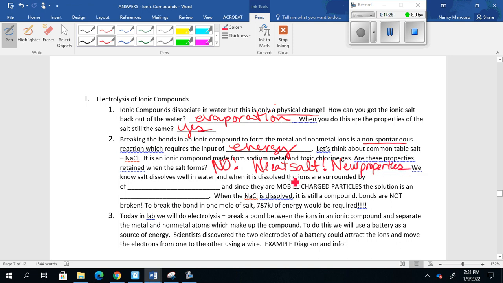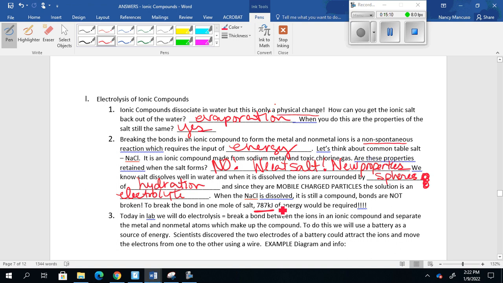We know salt dissolves well in water, and when it dissolves, the ions are surrounded by those spheres of hydration. And since there are mobile charged particles, the solution is an electrolyte. Probably never thought so much about salt water in your life, huh? Chemistry is so cool. All right, when the NaCl is dissolved, it's still a compound. The bonds are not broken. To break the bond in 1 mole of salt, you would need 787 kilojoules of energy.